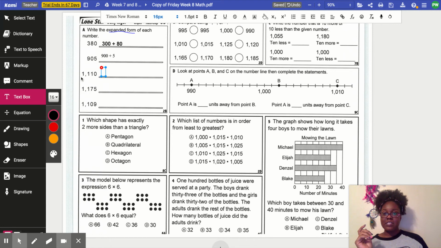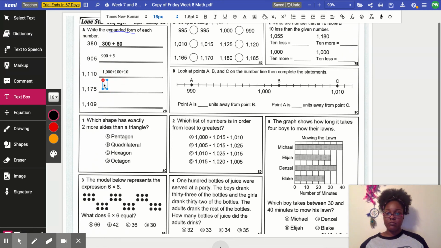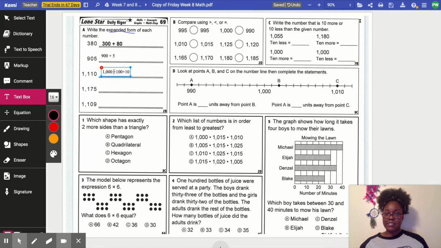All right, on this next one, we have a 1 in the thousands place. So we're going to have 1,000. Don't forget that comma, because a comma separates the periods. Plus 100 plus, we have 1 ten, which is 10, and we don't have any ones. I'll put some spaces in there so it's a little bit easier to see.